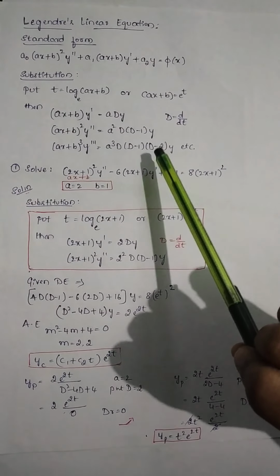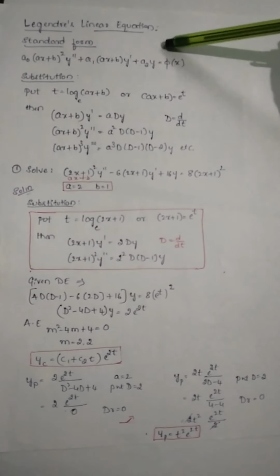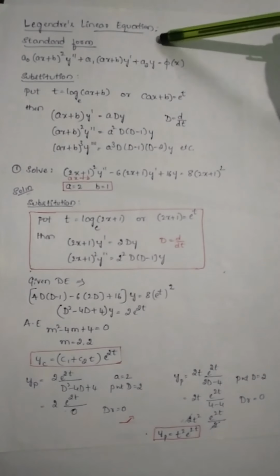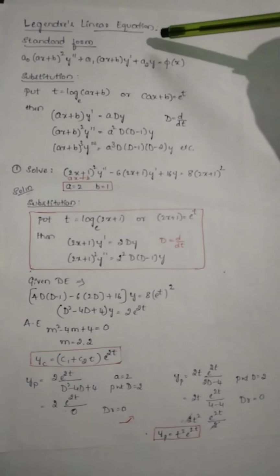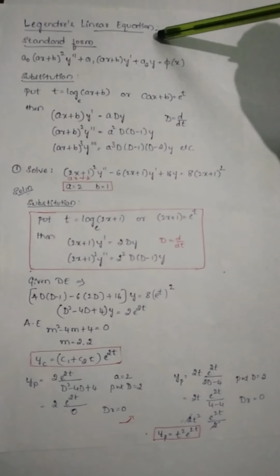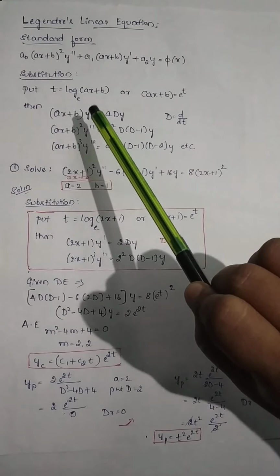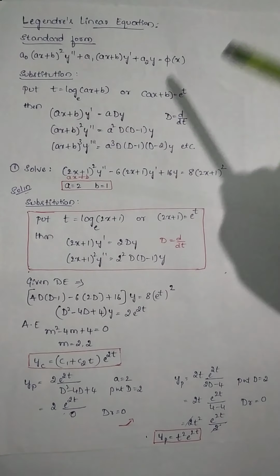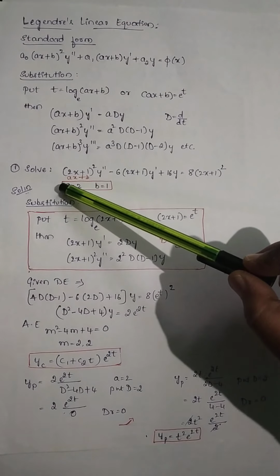With this, one more equation is also there, Cauchy's linear equation, which is a particular case of Legendre's differential equation, namely Legendre's linear equation when a = 1 and b = 0. That we will see in the next video. Let us solve one problem on Legendre's linear equation.